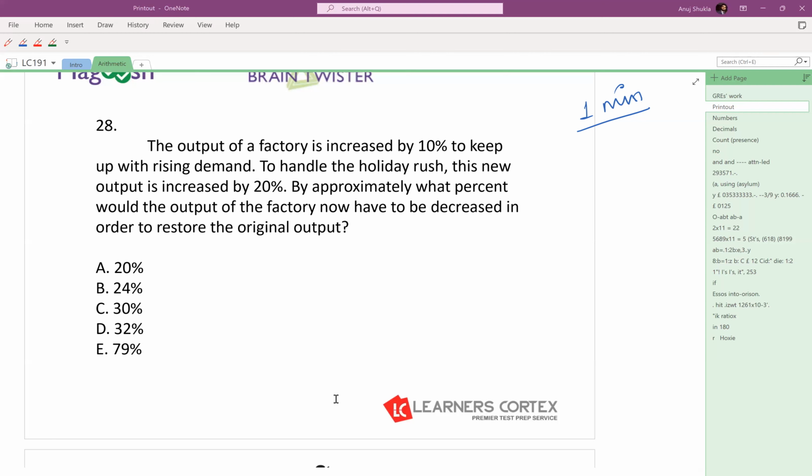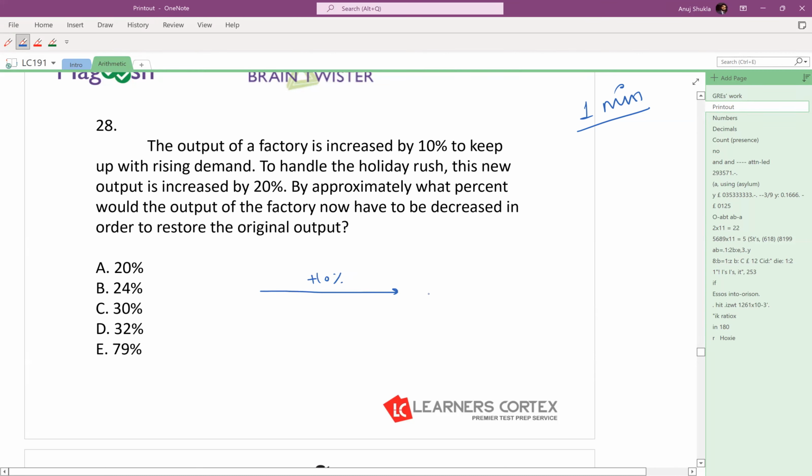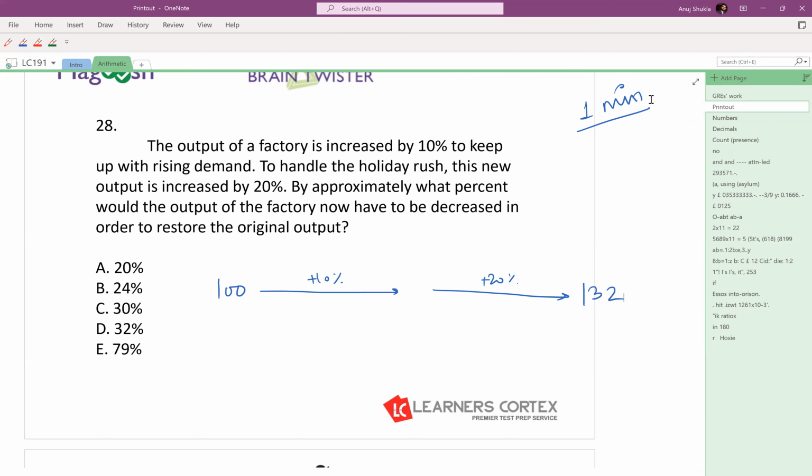Done. See, the output of the factory is increased by 10% to meet the demand. And some holiday rush happened. Again, it is increased 20%, right? Suppose it was 100 units before. And after this, it has become 132. But holiday or not, suppose you have increased the production for the holiday, then you have to reduce it also, back to the original level.